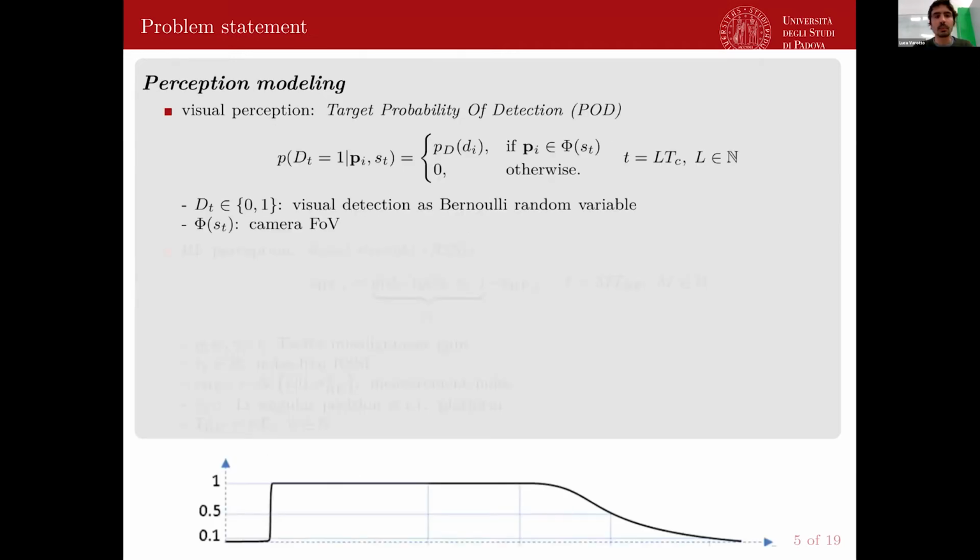To this aim, we need to model the perception on board. First of all, we model the visual perception according to the probability of detection of a target, which is essentially a function of the distance between the platform and the target itself. An example is provided below. So the probability of detection is constant for a certain range of distances and then decreases when the distance increases.